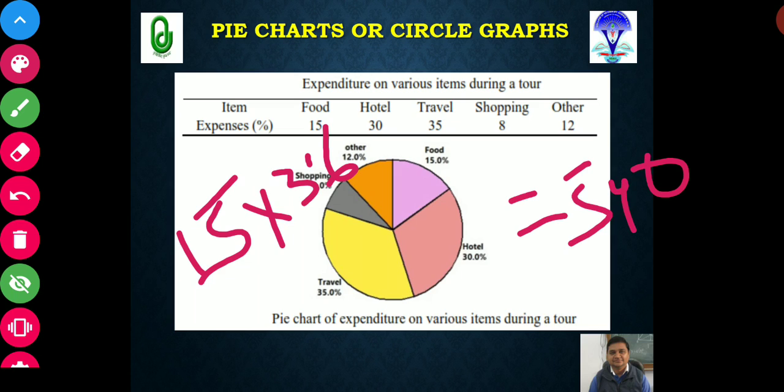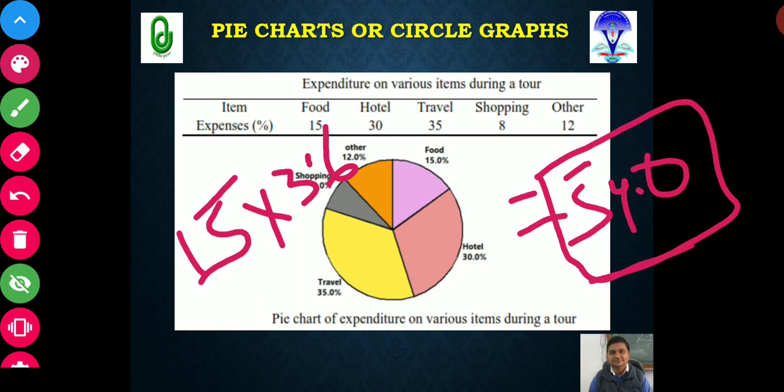So for the first item, the angle will be 54 degrees. What we will do is take a protractor and draw an angle of 54 degrees, and that will be the proportion relative to that food item. So this is how the pie chart can be prepared.